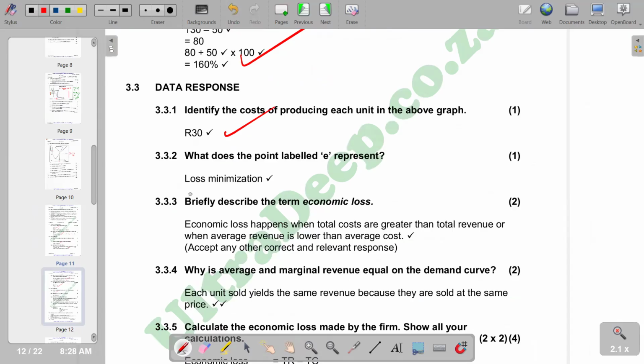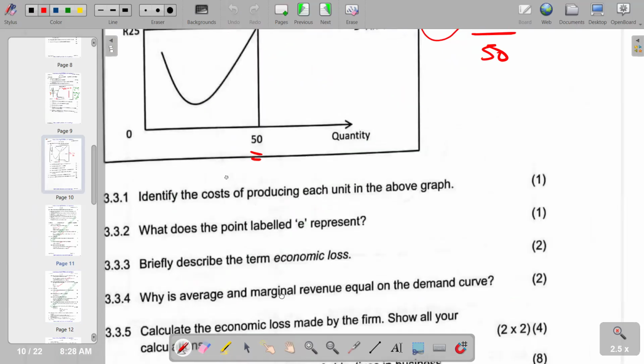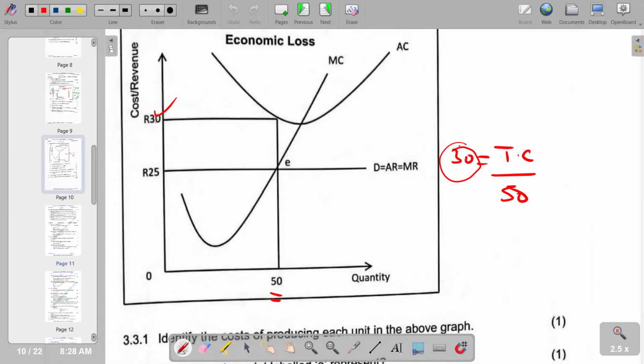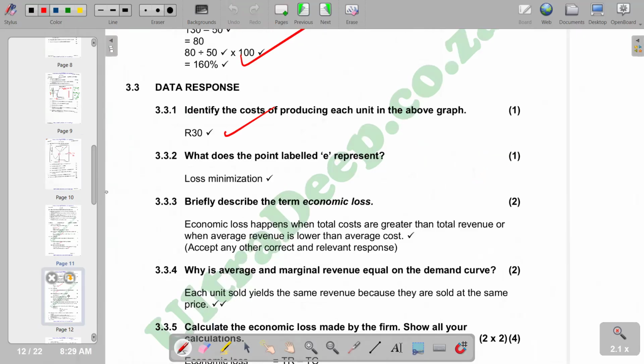So then the next question reads, what does the point labeled E represent? At point E, we are seeing that's when we are having our marginal revenue equal to our marginal cost. We are really familiar with marginal cost equal to marginal revenue being a profit maximization point. But when marginal cost equals marginal revenue and is below the average cost curve, it represents a loss minimizing point. But when it is above the average cost curve, it becomes a profit maximizing point. So we are saying it's a loss minimizing point, which we are having here.